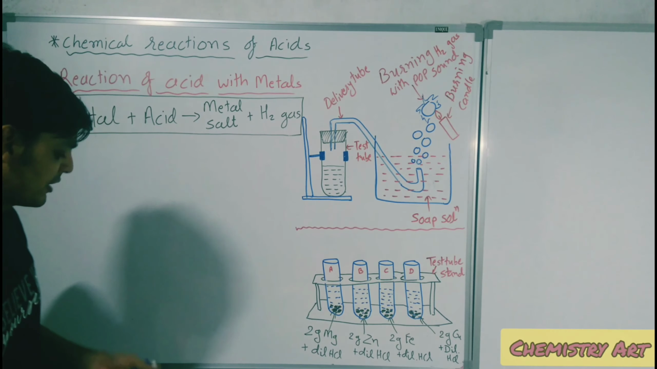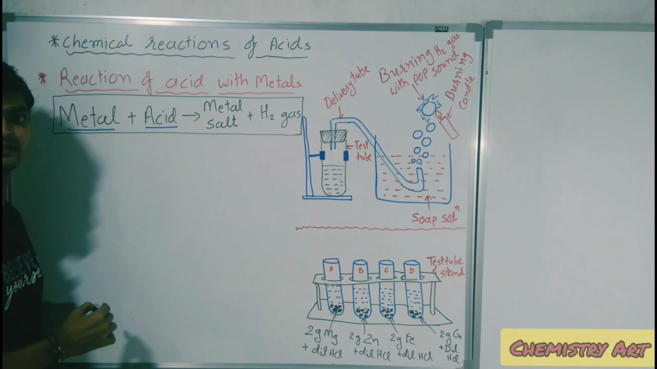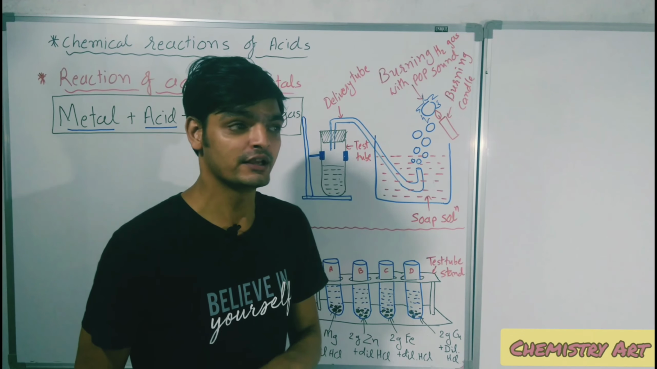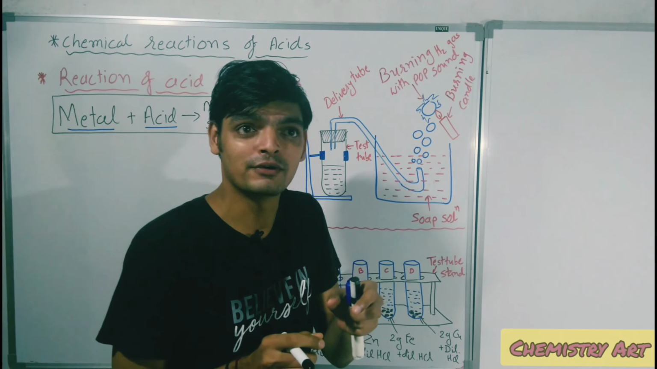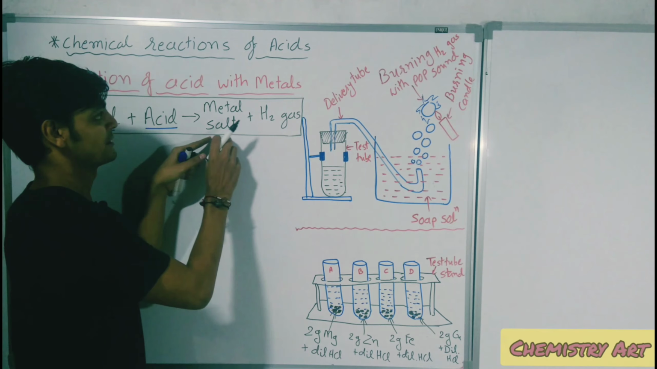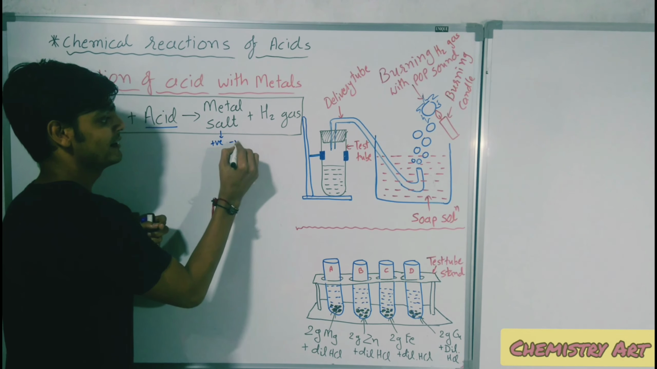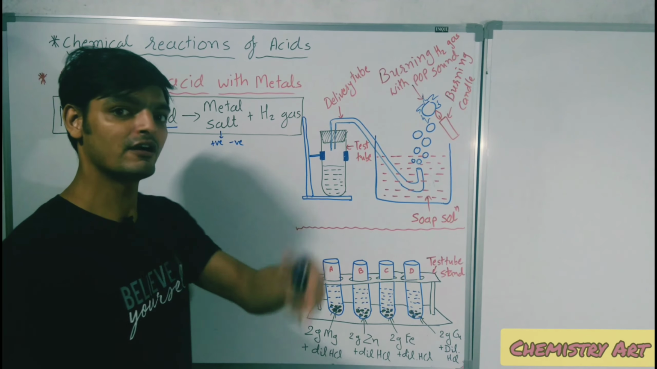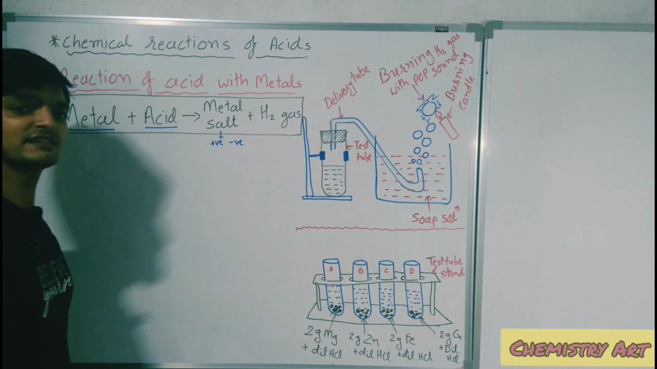Okay, here I have already written that when a metal reacts with acid, it forms a metal salt. Now you should know what salt is. Salt means a compound formed from positive and negative ions, by the attraction force between them. It is known as a salt, which dissolves very easily in water. Many definitions are there.